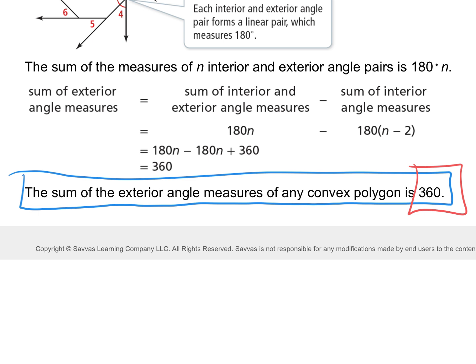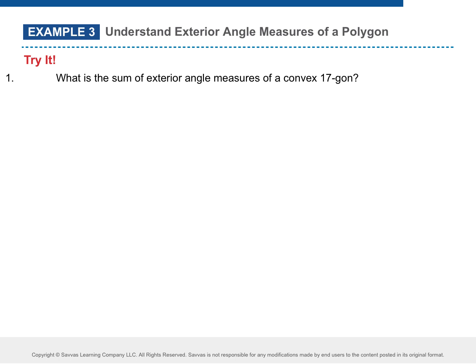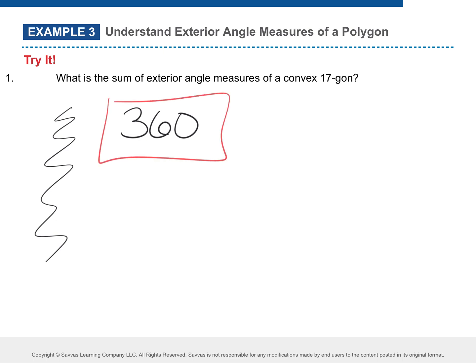So no matter what polygon you're dealing with or what the polygon looks like, all the exterior angles add up to 360. A triangle's exterior angles would add up to 360. So would an octagon's. Looking at example 3, it says, what is the sum of exterior angle measures of a 17-gon? Why is it 360? Why did you not have to do any work to figure that out? No matter what the polygon is, the exterior angle sum is 360.